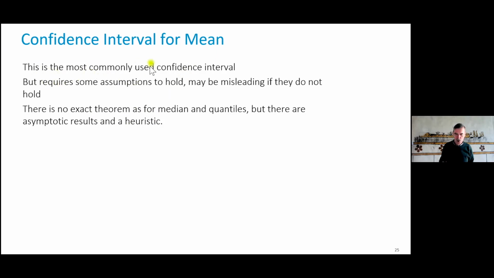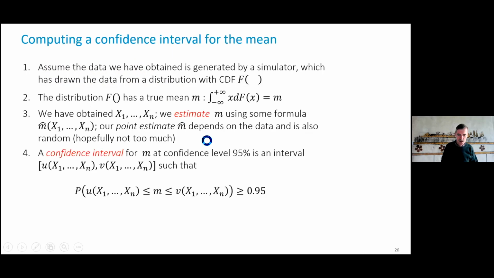So let's see how a confidence interval for the mean is obtained. The surprising thing is that, unlike the confidence interval for the median, computing a confidence interval for the mean is a bit tricky and requires additional assumptions. First, what is a confidence interval for the mean? It's very similar to the median. We assume that we have data generated by a simulator that draws from the unknown distribution f.